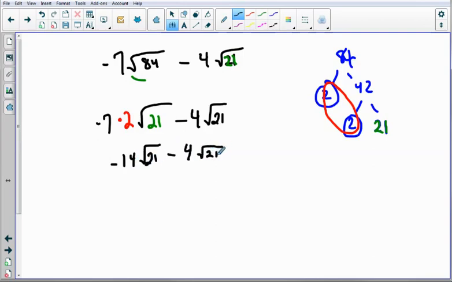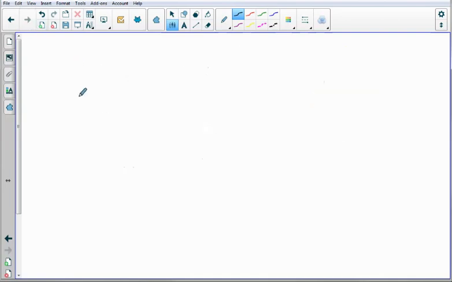All right, now I have like terms that I can combine. Well, I don't know what it's going to end up being, but I know it's going to be square roots of 21 because that's what I'm combining. Now I'm looking at a -14 and a -4. Well, what is 4 to the left of -14 on a number line? That would be -18. So there we go. There's my answer.